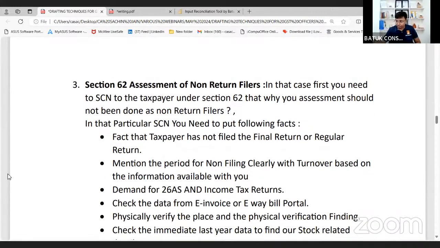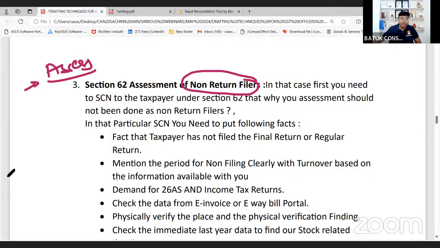Now, the first thing we discussed was my provisional assessment. Second was my scrutiny of returns. Third one is my assessment of non-return filers. Suppose I have taken the GST registration, but I am not going to file the GST return, whether it is my final return or my monthly return or annual return. In that case, the department may make the assessment based on the data available with the departmental authority.